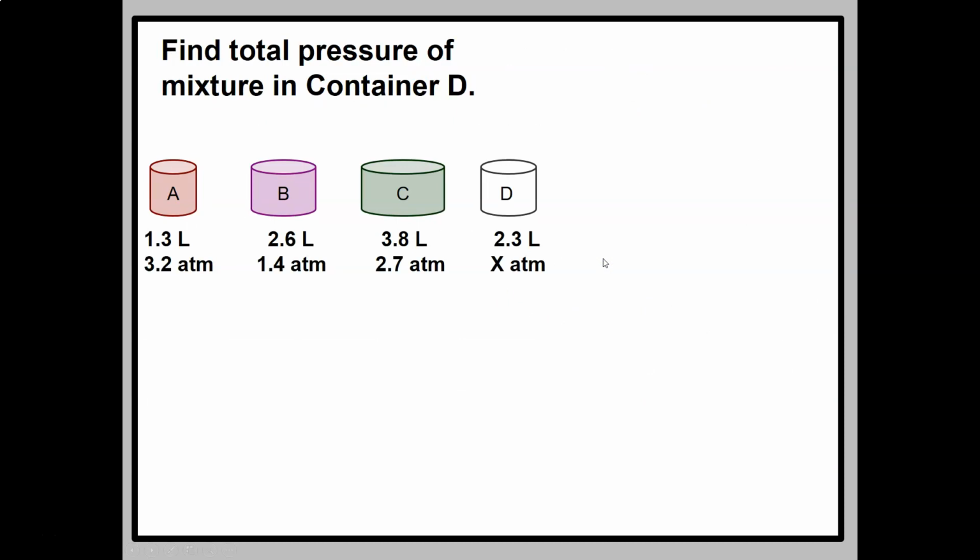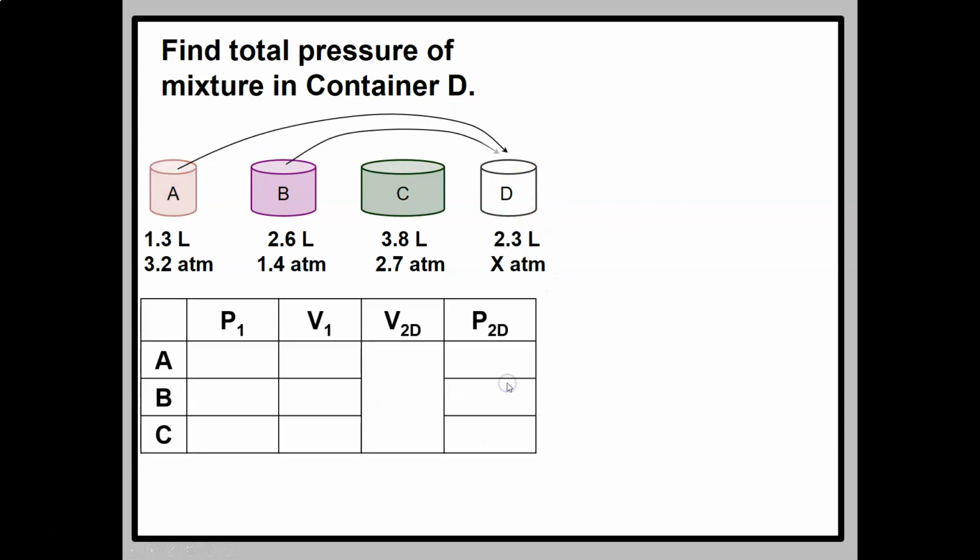This one's horrible because there's so many more containers. Okay, we have containers A, B, and C, and we're going to smush all those gases into container D. They're all going to get added into container D. Okay, we have a volume and pressure for each. We have a volume of our ending container. We don't know what all our pressures are going to be. So let's fill out our chart.